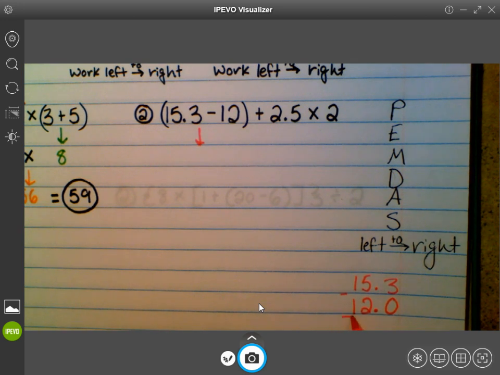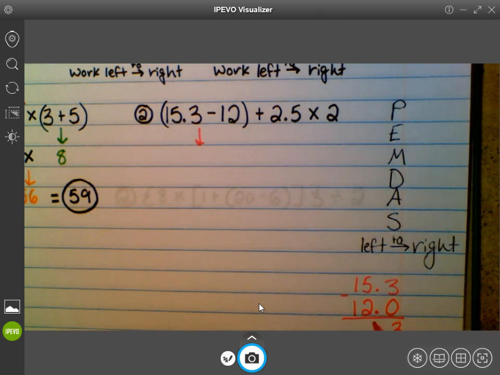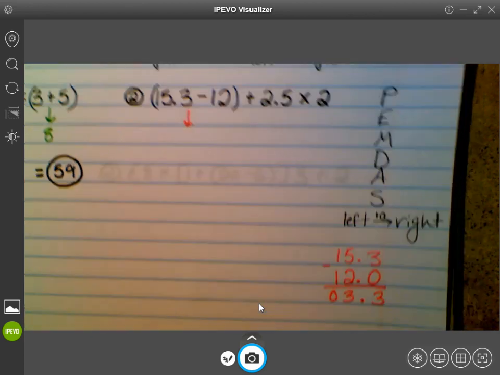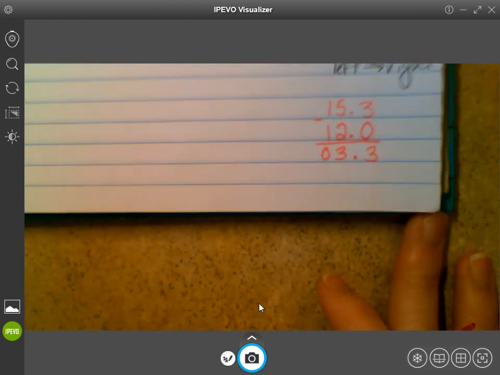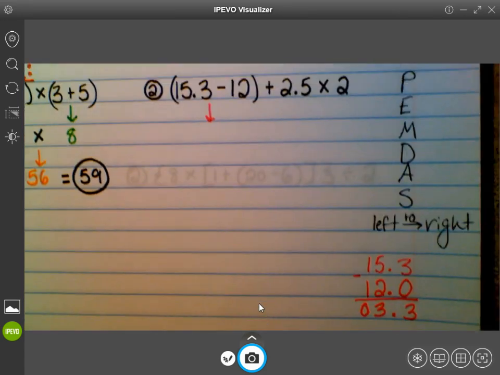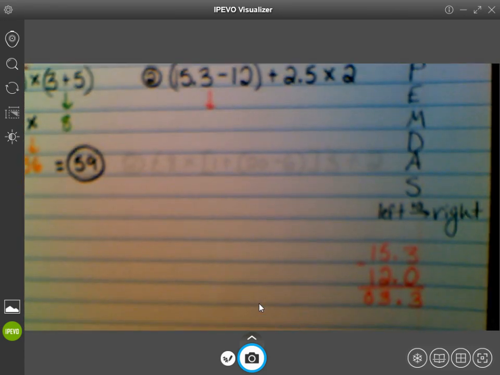Now I can subtract. 3 minus 0 is 3. 5 minus 2 is 3. 1 minus 1 is 0. How do I know where the decimal goes? I bring it all the way down. I'm going to scoop this up for a second just so you can see my work. So that means 15.3 minus 12 is actually 3.3.